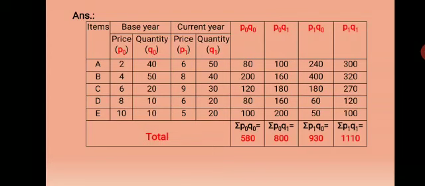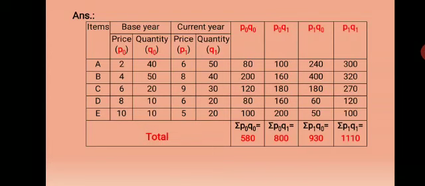Similarly, 4 into 50 is 200. Then 6 into 20 is 120. Then 8 into 10 is 80. And the last is 10 into 10 is equal to 100. Then after addition of all P0 Q0 values, we will get summation P0 Q0 as 580.